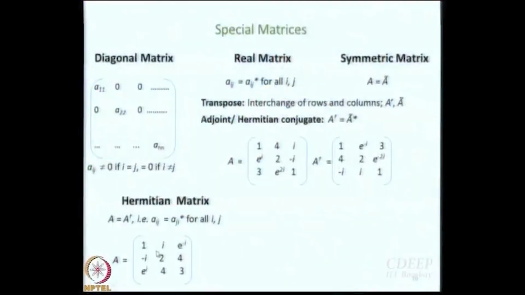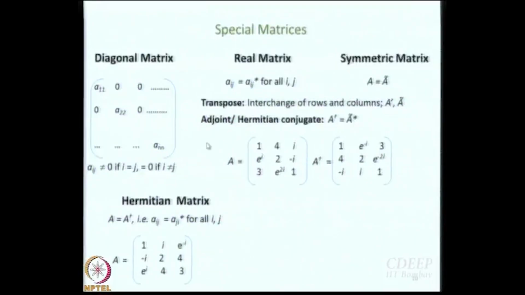An example of that is this. Convince yourselves that this is correct. Work out A dagger. So, what do you have to do? You have to take these elements in the row to the column and then take complex conjugate. 1 remains 1, minus I goes here, and what is the complex conjugate of minus I? I. So, it becomes I. E to the power I goes to first row, third column, and then e to the power I also becomes e to the power minus I. So, what was the first row is what we have got.